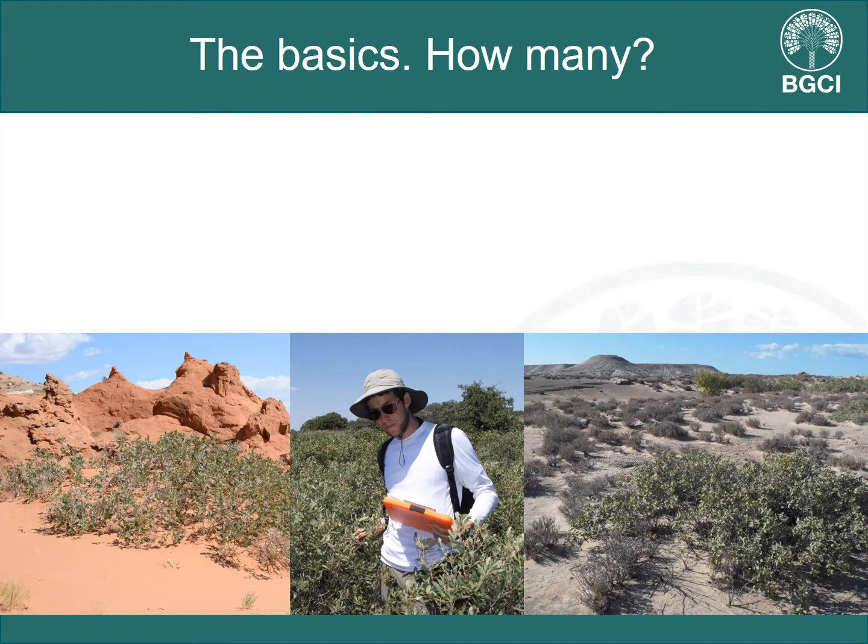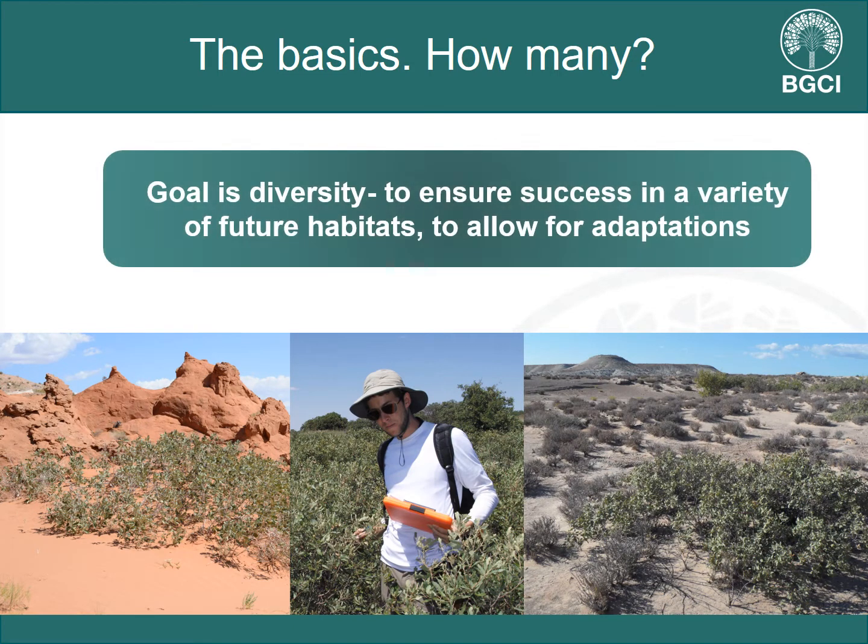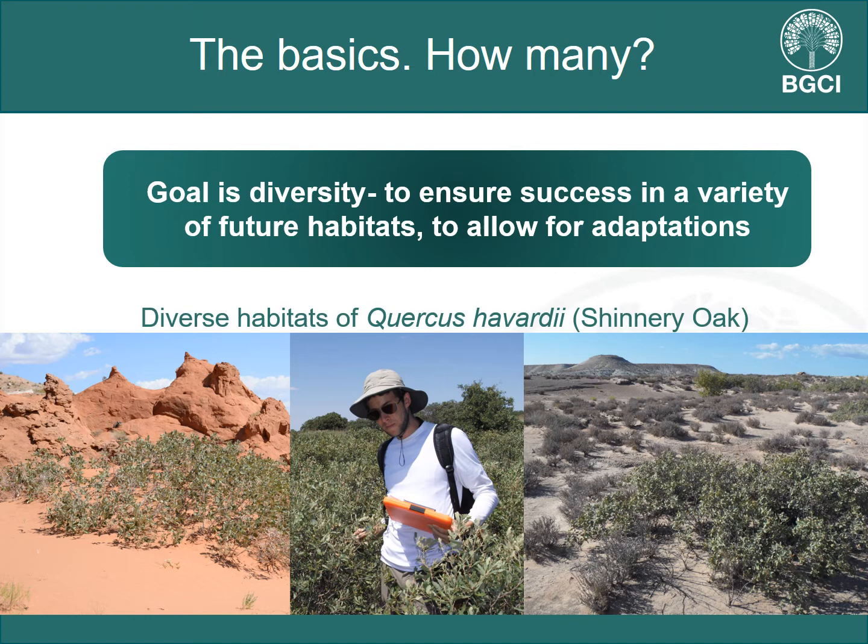The first question is how many populations? You want to sample from enough populations to allow for adaptation and persistence under current and future climates. For example, Shinnery oak occurs in diverse environments like those shown here, and you want to make sure that this environmental diversity is represented in your collections.